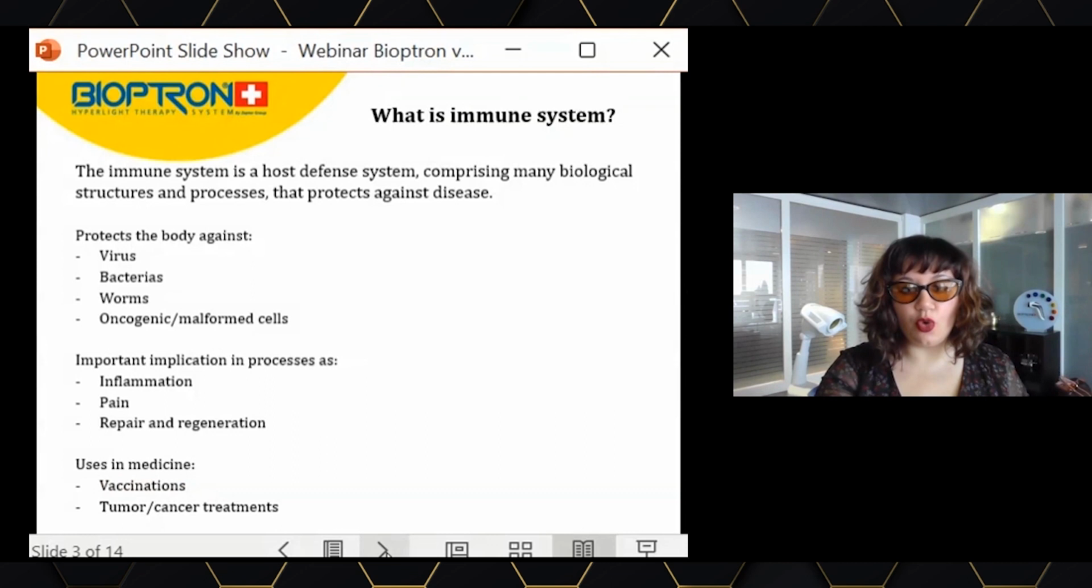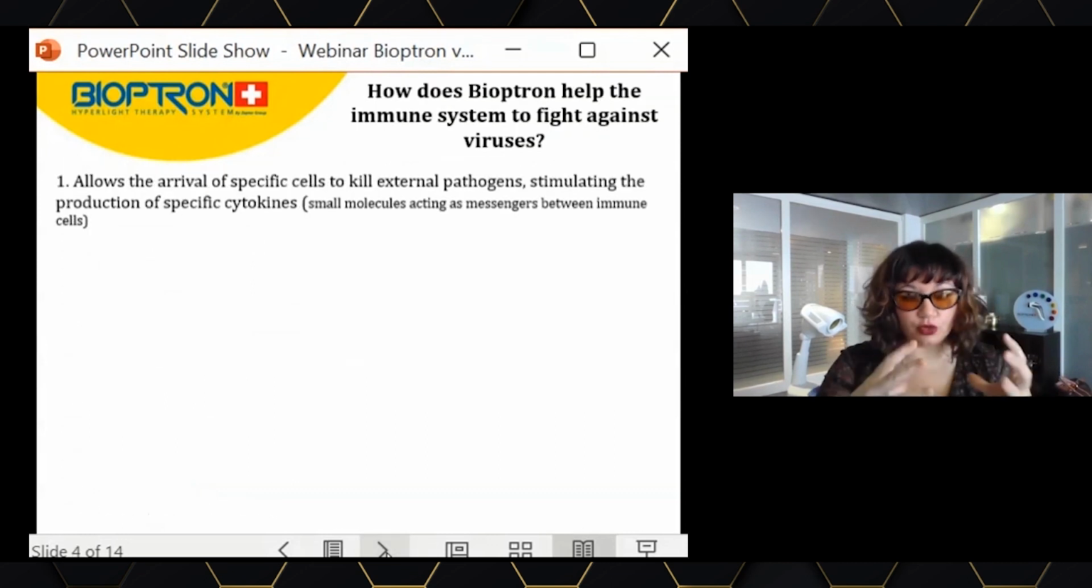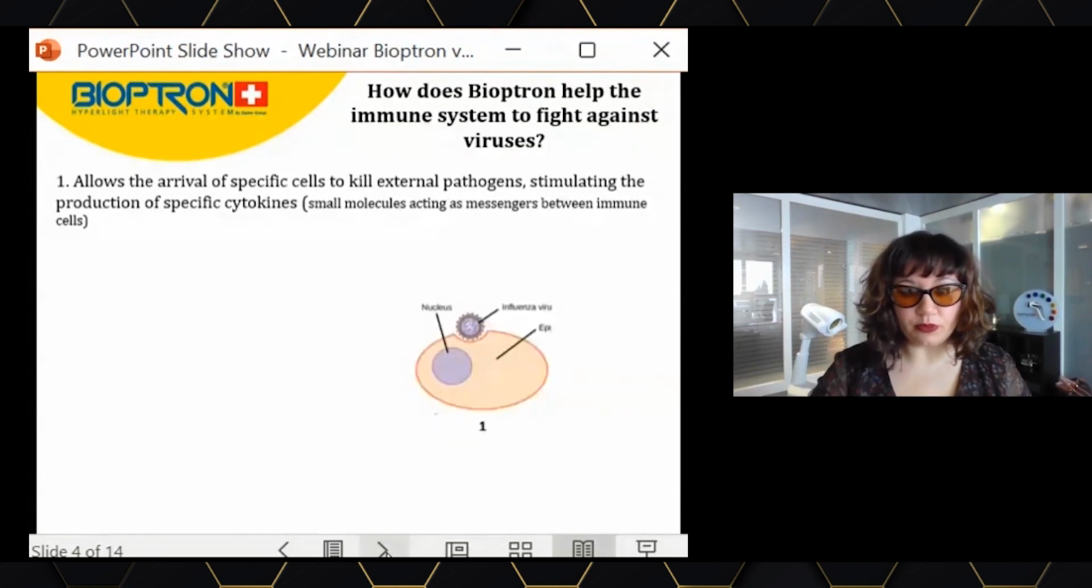So now that we know what a virus is and what an immune system is, and how important they are to each other, we will understand how Bioptron will help our immune system to fight against these viruses. First of all, as you have seen earlier, in the first phase the virus will enter in contact with our cells to create new virus cells. When the virus is in, it's very important to destroy it.